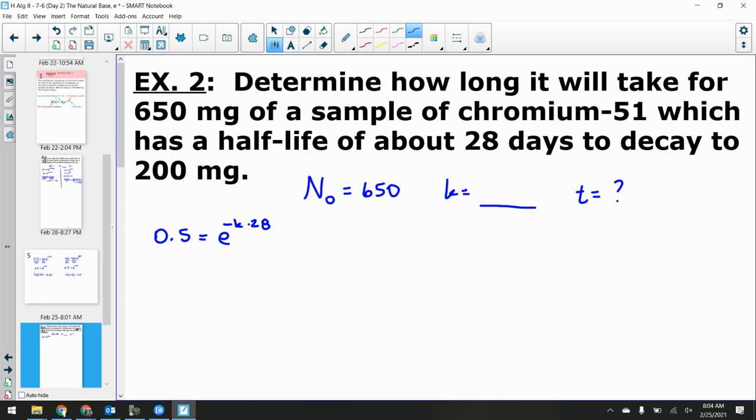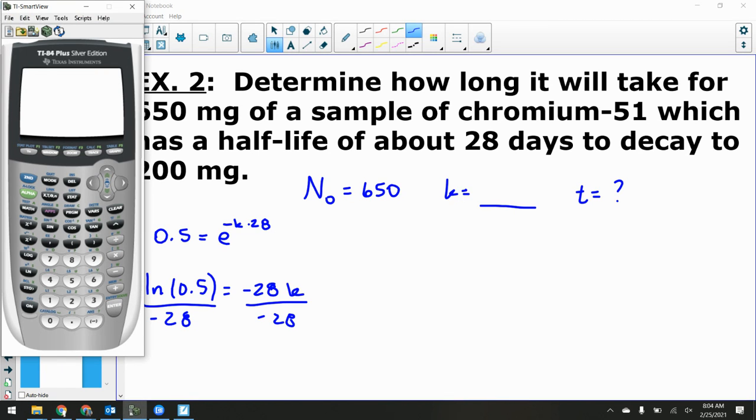Change it into a logarithm. ln of 1/2 is equal to negative 28 times k. I just brought the 28 in front of the k. Remember, log base e of 0.5 is negative k times 28. I'm just spiraling it back. All right, so we divide by negative 28, and that's going to get me our k value. Let's see what number that is. ln of 0.5 divided by negative 28.